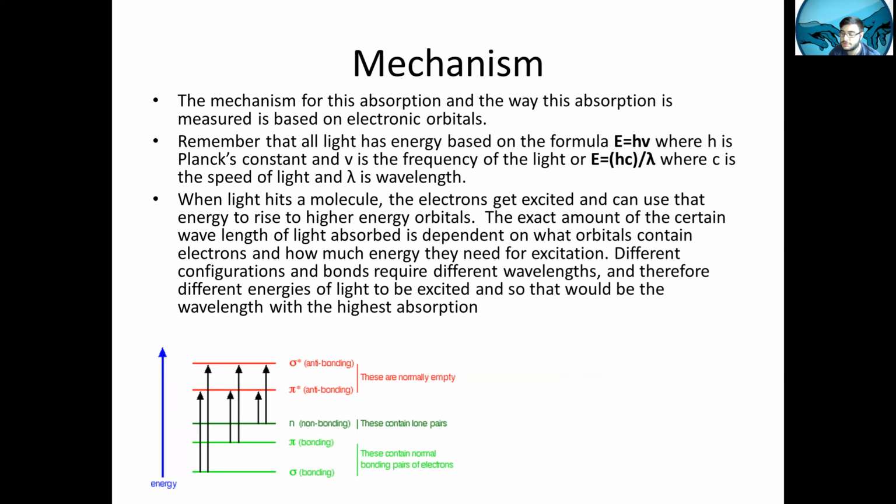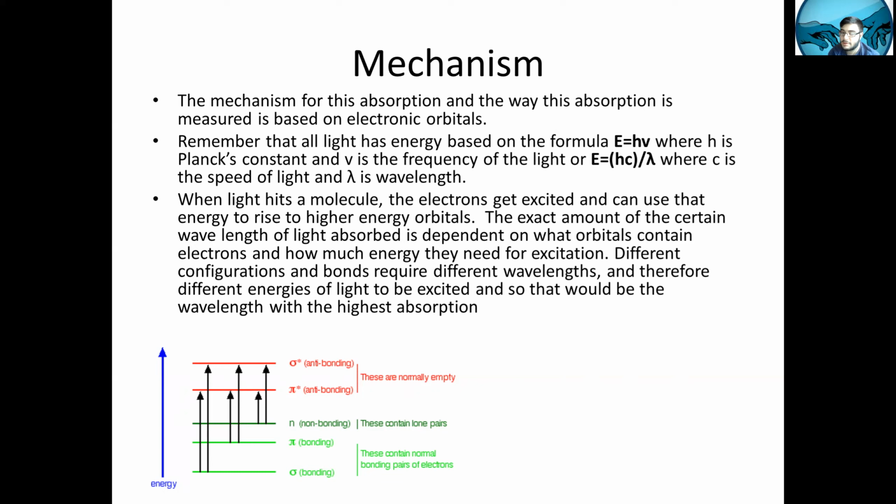So you can find the energy that all light waves have. And then when this light, which has energy, hits a molecule, it transfers some of the energy to the electrons. The electrons get excited and use that energy to rise to higher energy orbitals, right? So it can go from, as you can see here, from sigma bonding to a pi anti-bonding. It can go from sigma bonding to sigma anti-bonding, right? The electrons from lower level orbitals get the energy to move up to higher level orbitals, and that's called excitation because they're higher, they're excited.